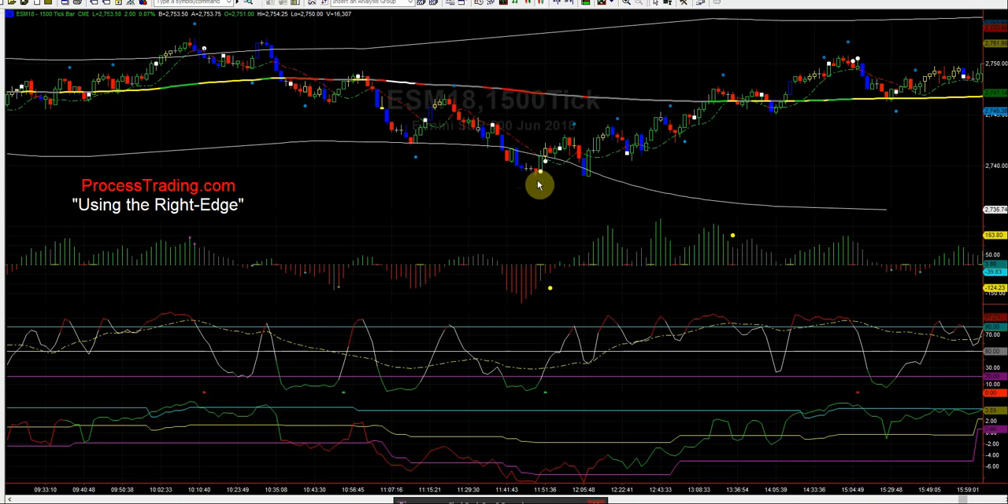Well, during the day, these points approached these bands, but the price never actually broke them. And so those would have been discretionary trades. But as it is, just to simplify things, I'll go ahead and use these bands because of their accuracy to point out what the trades would have been.